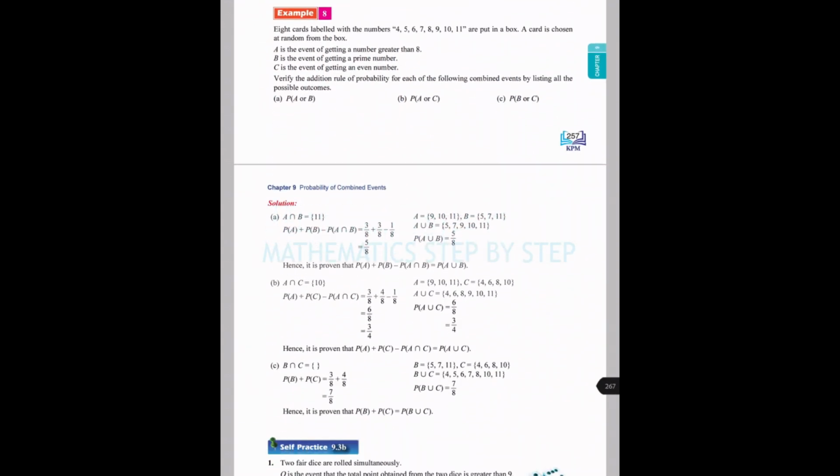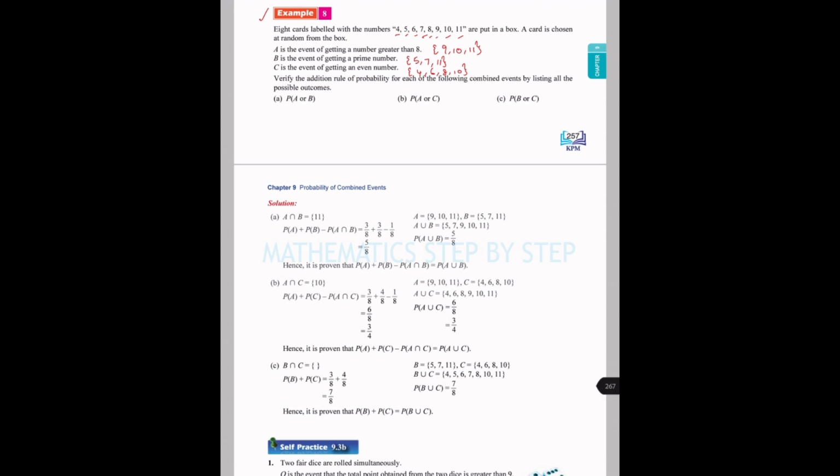So now let's go through example 8 together. 8 cards labeled with the numbers 4, 5, 6, 7, 8, 9, 10, 11 are put in a box. A card is chosen at random from the box. A is the event of getting a number greater than 8, so 9, 10, 11. B is the event of getting a prime number, so 5, 7, 11. Then C is the event of getting an even number, so 4, 6, 8, 10.